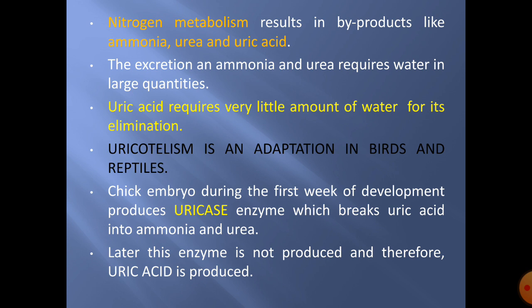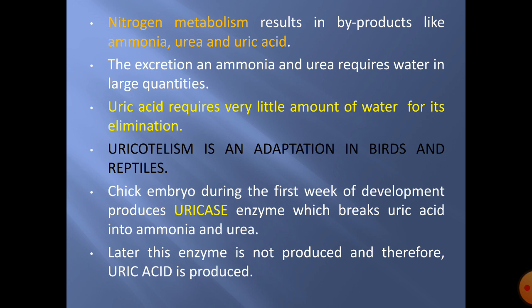So what is left is uric acid. On the other hand, uric acid requires very little water for its elimination, and it is eliminated in the form of white pellets. You must have seen birds' excreta, green along with white pellets. That white pellet is nothing but uric acid. So this is how the production of nitrogenous waste is minimized, and whatever little is produced is excreted in the form of uric acid.